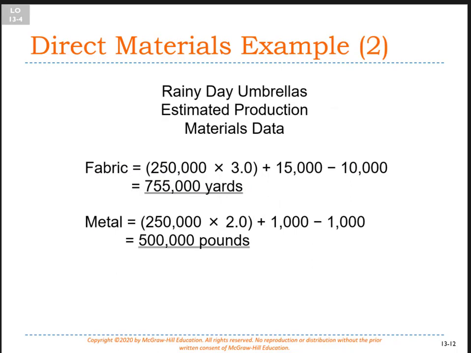So we're going to produce 250,000, right? Each of them needs 3 yards of fabric. We want to have 15,000 left over at the end of the accounting period to start next month. We've already got 10,000 to start this accounting period. So we subtract that and we get 755,000 yards. Do the same thing with our metal, except we multiply by 2, because we need only 2 pounds of metal for that. We have 1,000, we subtract 1,000, so that wipes itself out. And we need to purchase 500,000 pounds. So we need to buy 755,000 yards and 500,000 pounds.